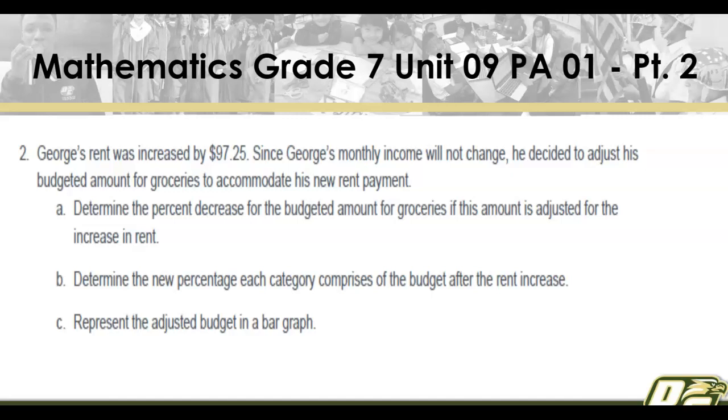2A says determine the percent decrease for the budgeted amount for groceries if this amount is adjusted for the increase in rent. 2B, determine the new percentage each category comprises of the budget after the rent increase. And 2C, represent the adjusted budget in a bar graph.